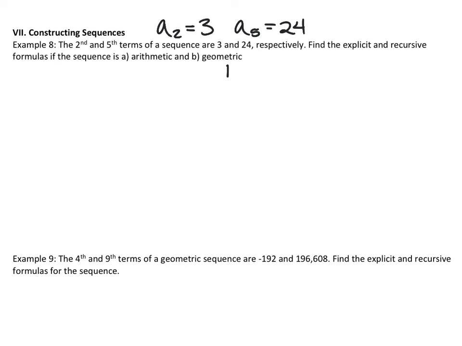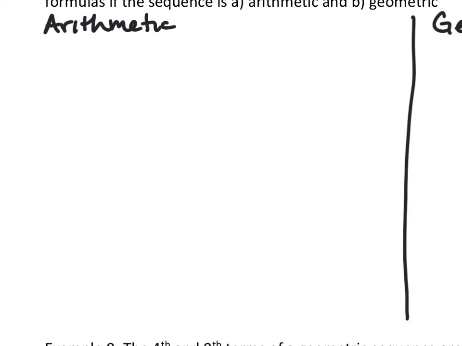So we're going to do this twice. This side of my paper is going to be for the arithmetic, and this side is going to be geometric. Okay, great. So what we're going to do first, we're going to take the arithmetic first. We still have that information up there. And what we're going to do is write down both of the terms in their explicit version.